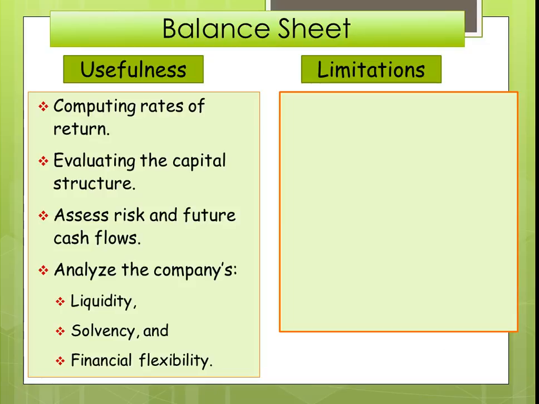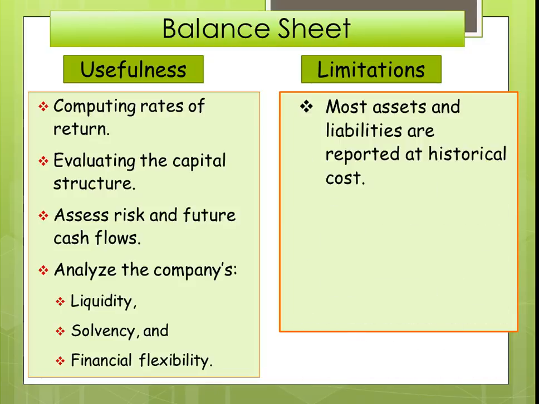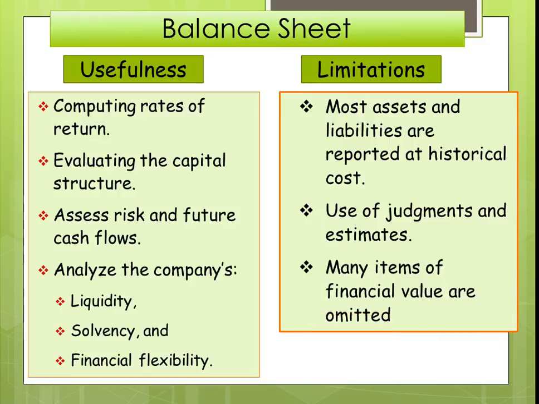What are the limitations? Most assets and liabilities are reported at historical cost. This is slowly changing as we try to merge with the international standard, but we still report PP&E at cost. There are also a lot of estimates like allowance for doubtfuls or warranty reserves or contingent obligations. Also, many items of financial value are omitted, like key employees.